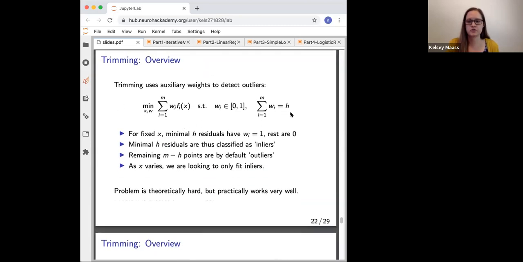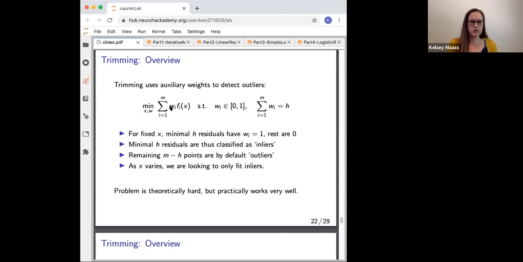So this is the formulation for trimming, where all we've really done is add a new weight term for each observation, and we're going to optimize these weights at the same time as optimizing our model parameters. The weights will be between 0 and 1, and then we constrain them to sum up to h, where h represents the amount of inliers we expect to be in the data. So if we think 90% of our data is good, we can set h to be 90% of the size of the training set.